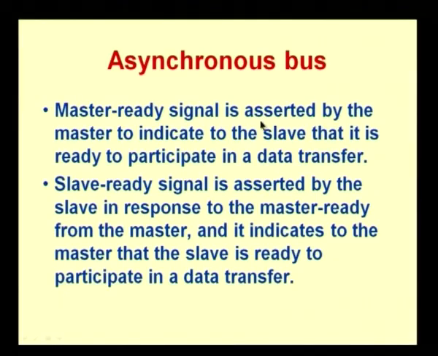So, let us see how using master ready and slave ready the data transfer can take place. When is this master ready signal asserted? What I mean by asserted is that it becomes active. The master ready signal is asserted by the master to indicate to the slave that it is ready to participate in a data transfer. And the slave ready signal similarly is asserted by the slave in response to the master ready, and it indicates to the master that the slave is ready to participate in the data transfer. So, you can see why it is called a handshake. The master ready signal is like the master putting out its hand, and the slave ready signal is like the slave putting out its hand saying that I am also ready.